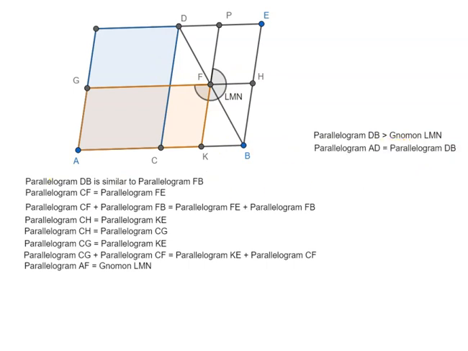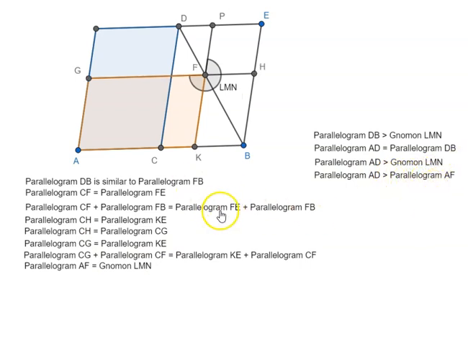But we know AD is equal to parallelogram DB, which means parallelogram AD is going to be greater than gnomon element. But gnomon element is equal to AF. Yes, parallelogram AF is equal to gnomon element. So, which means we can say parallelogram AD is greater than parallelogram AF.